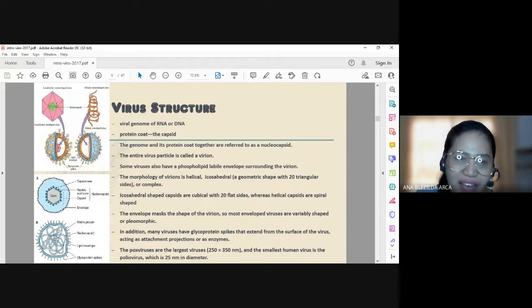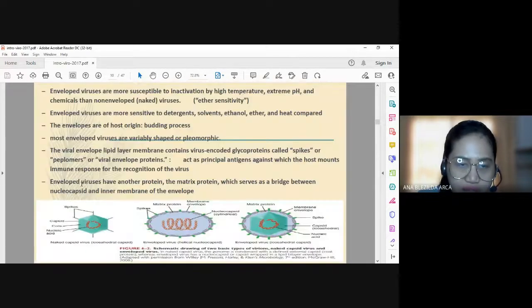Okay? So, you will call, ito, yung capsid na yan, merong mga virus na hubad, naked. Kapag naked, ito lang talaga sila. Meron silang capsid, tsaka genome. Tapos may mga spike. Tulad nito, naked yan. Ito, naked yan. Kasi, ang meron siya, only the genome, the capsid, and the spike. So, this is the naked virus.